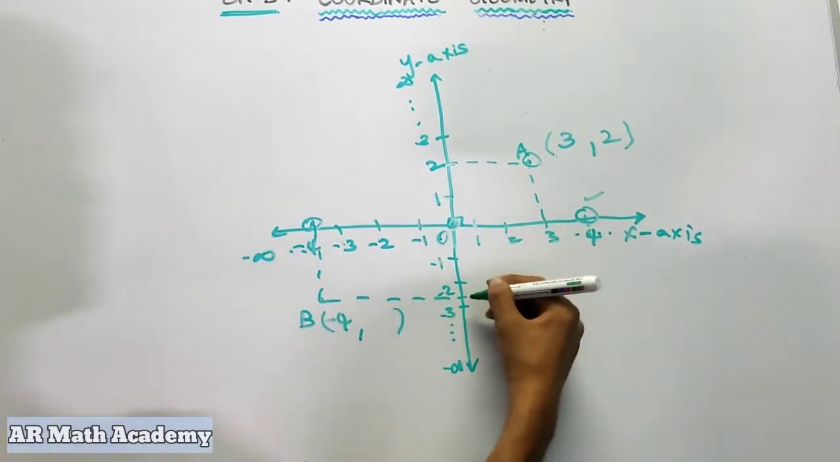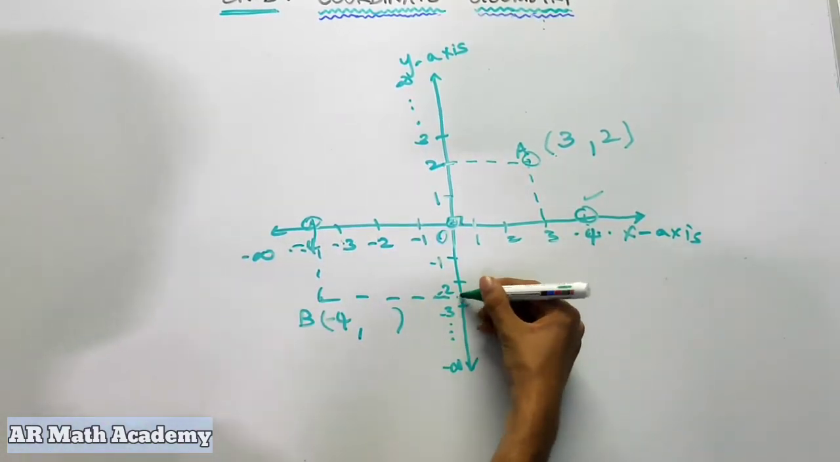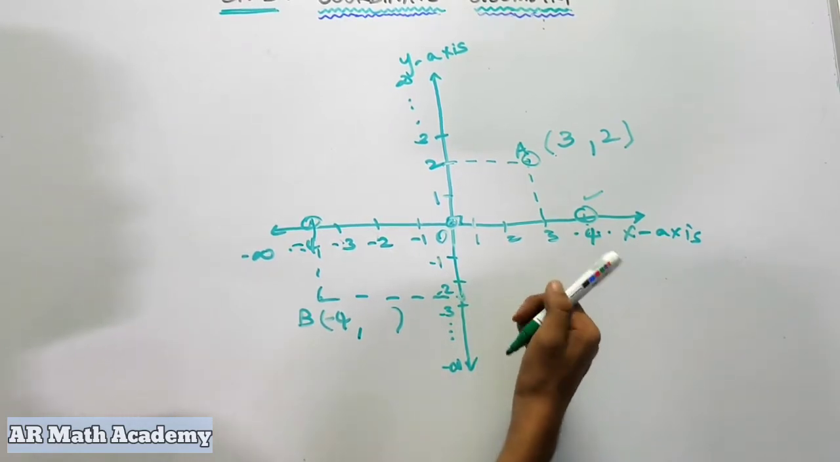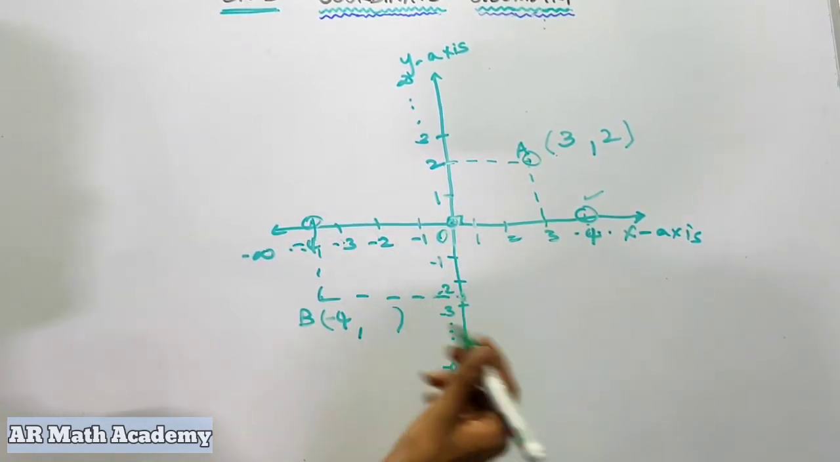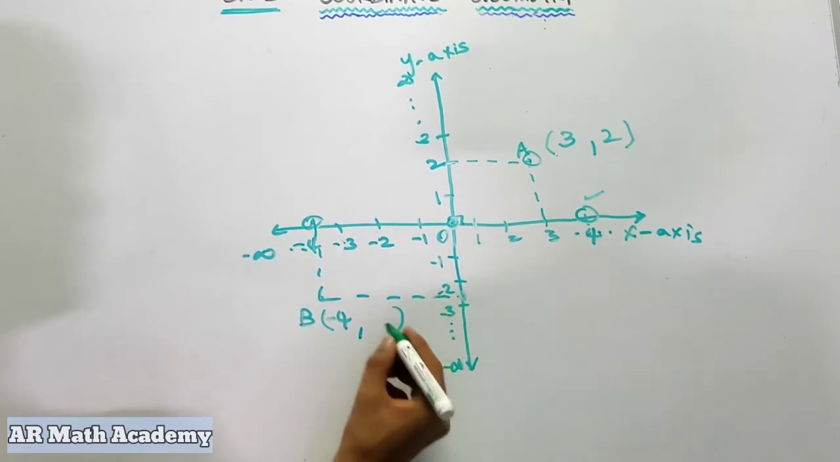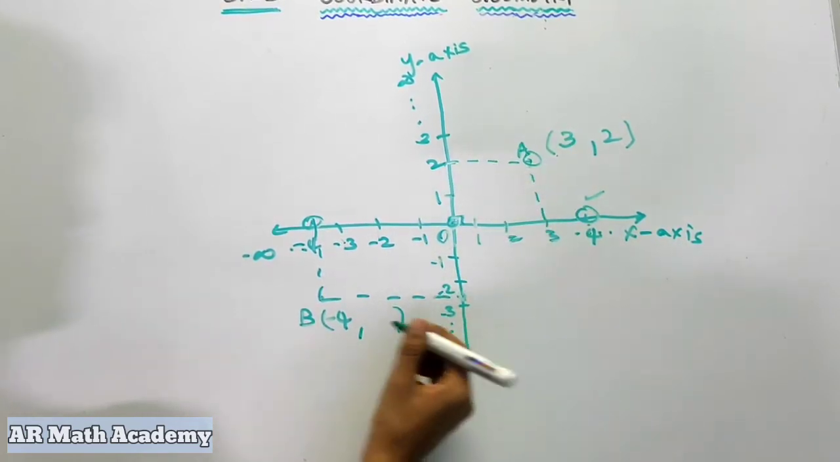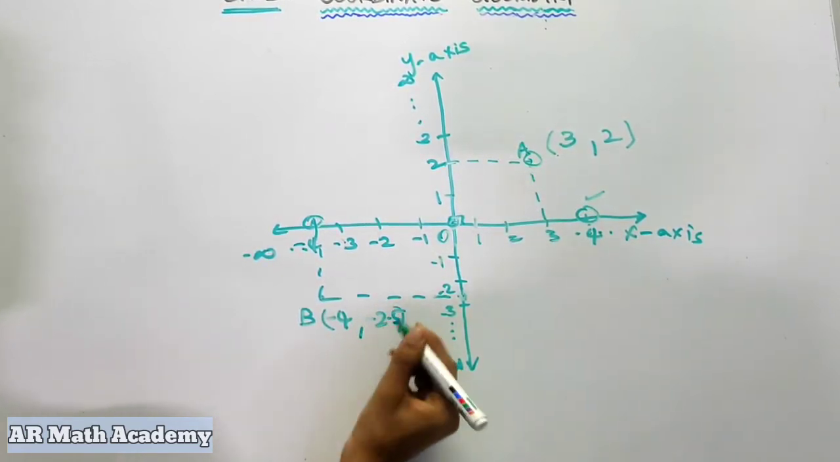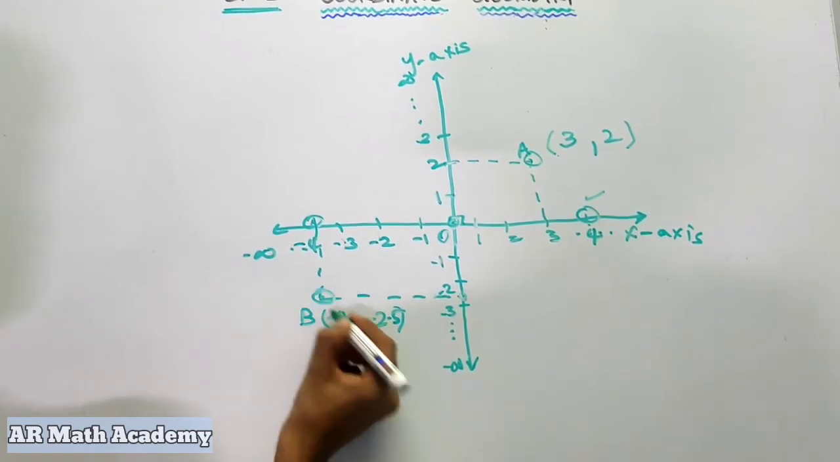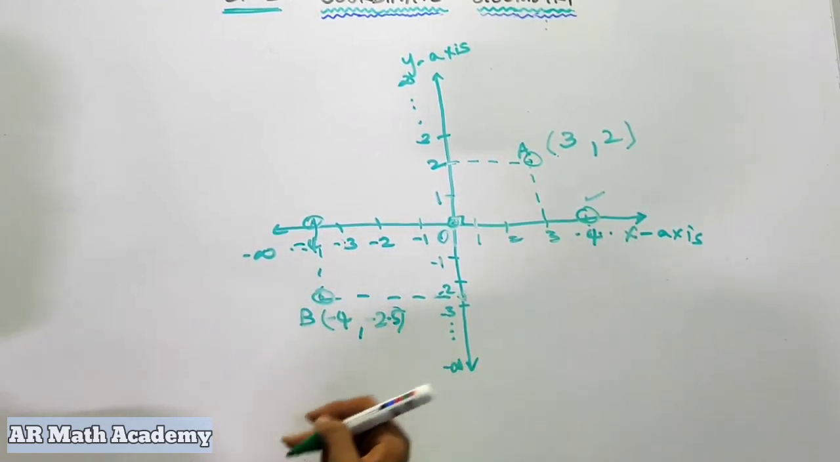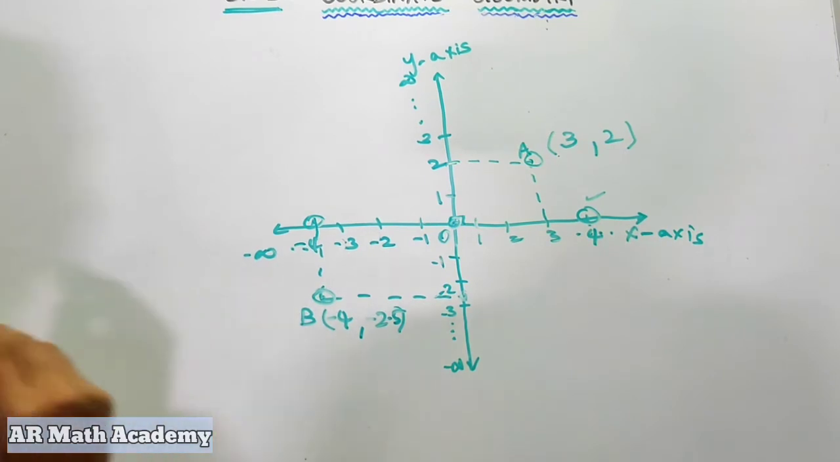Now for the y-axis, as you can see, this point intersects between minus 2 and minus 3. So between 2 and 3 it is 2.5. Let us assume it is 2.5, and since it is negative, in the downward direction, it is minus 2.5. Now I can effectively tell that this point is (minus 4, minus 2.5). That is my location of this point.